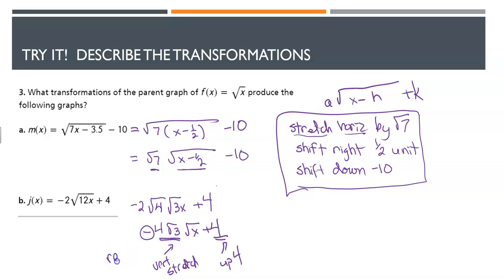And then notice this negative sign. That's going to give me a reflection. And it's going to reflect across this k here. It's going to reflect across y equals 4. And you could graph that just to verify that you've done that correctly. So that's kind of interesting.